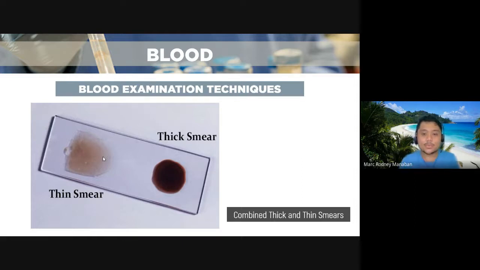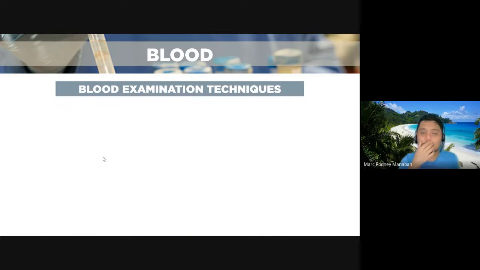Okay? Alright. That's for your combined thick and thin smears. Two birds with one stone. Those are all for finger prick blood samples.